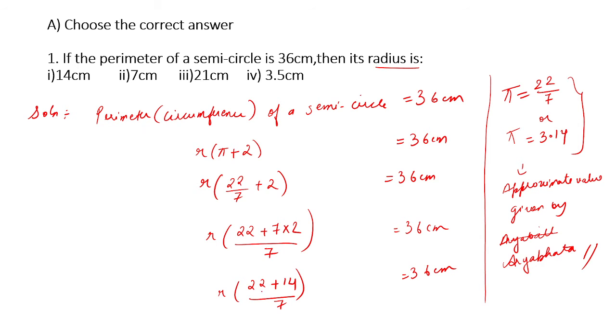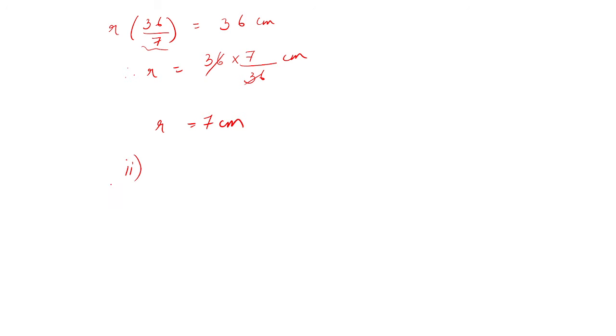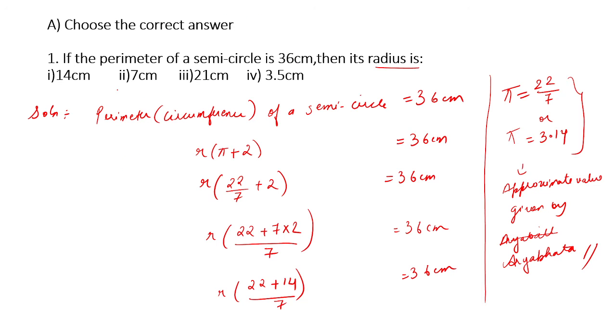So now you look at this 22 plus 14. What will it give you? Radius into 36 by 7 is equal to 36. Clear? Therefore, you take the radius to the other side. You take this to the right hand side. So this becomes 7 by 36. Cancel out 36. The radius will be 7 centimeter. That means this is your option number 2. So the correct answer will be option number 2.